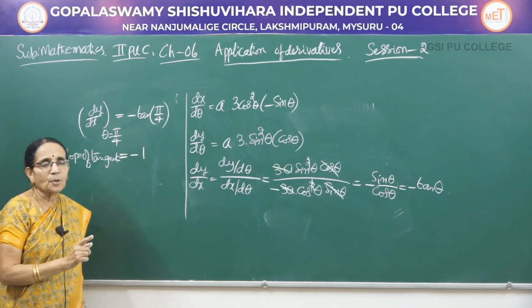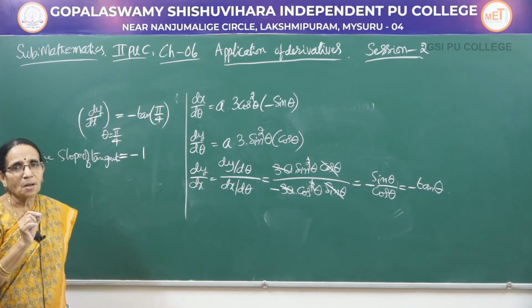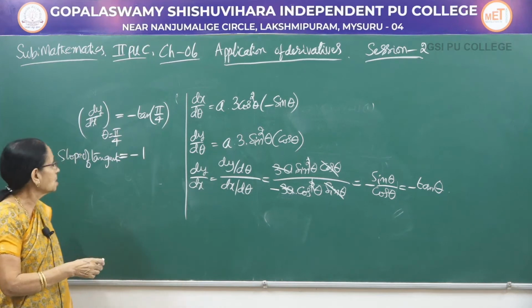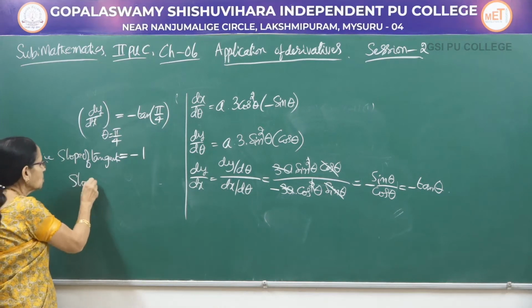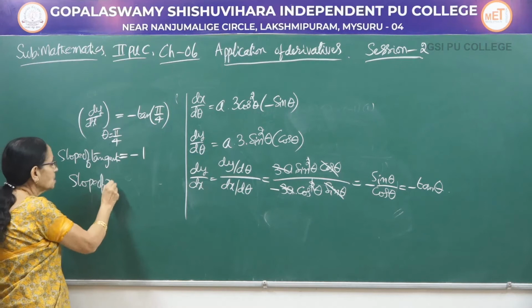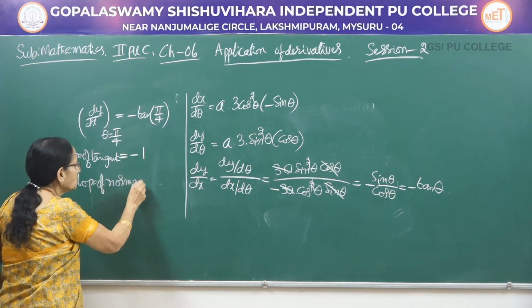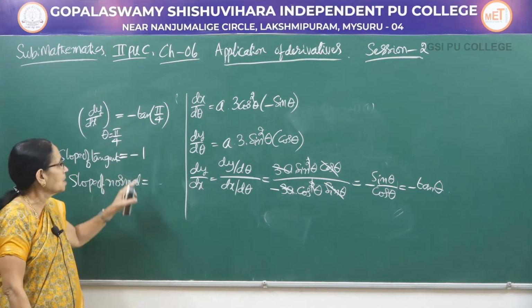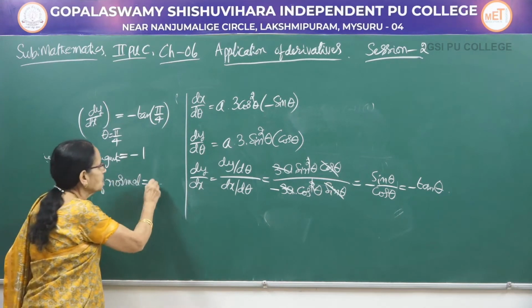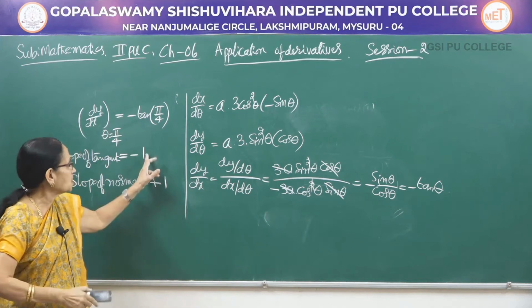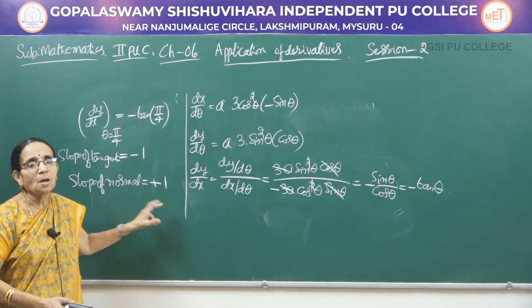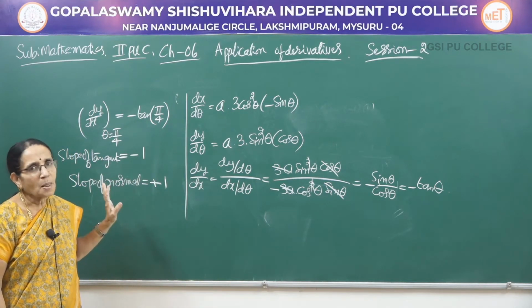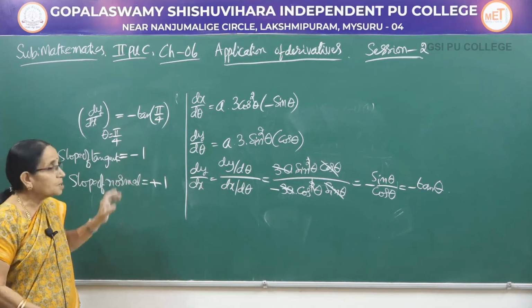But I have asked you to find the slope of the normal. Since tangent and normal are perpendicular to each other, the slope of the normal would be the negative reciprocal of this one. For 1, reciprocal is 1 only, isn't it? And then if this is minus, that would be plus. So that when you take the product, minus 1 into plus 1, you get the product equal to minus 1, isn't it? So this is the procedure.